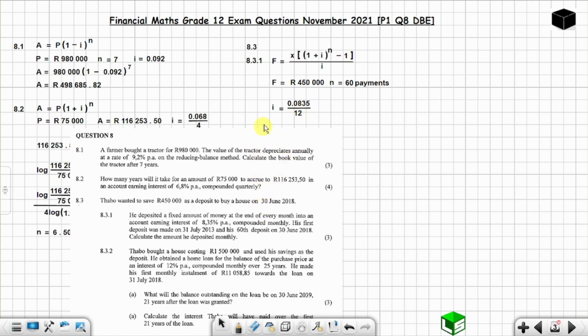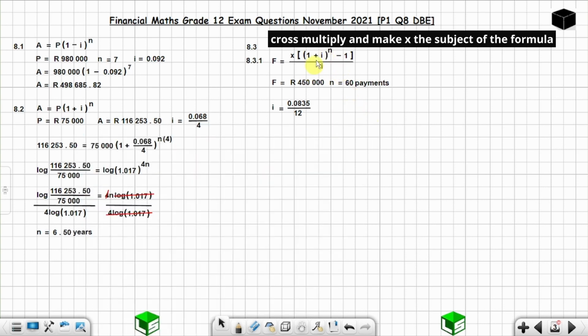Now you have F, you have I, you have N. You need to find X, which is the monthly deposit. Let me close this for now. You need to play with your formula. You need to do some rearrangement so that you can get your X. You can plug everything that you have in there and then solve for X, or first, you can get X as the subject of the formula.